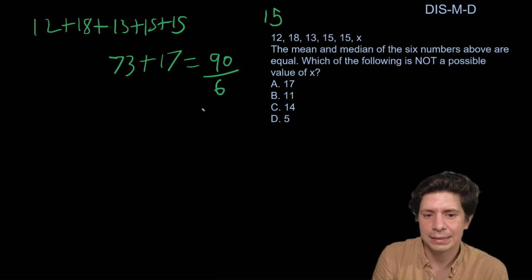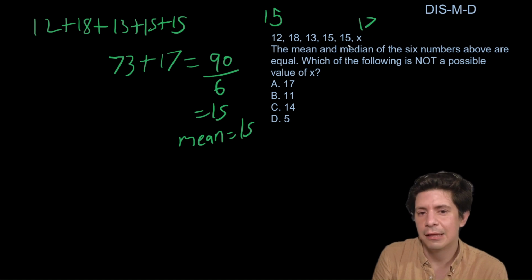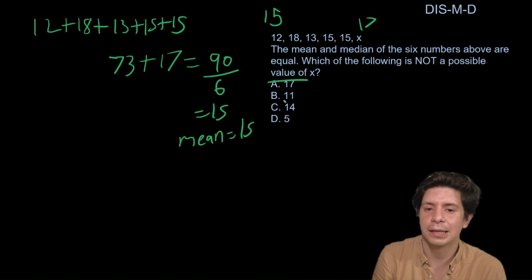90 divided by 6 equals 15. So we'd have a mean of 15. And in that world, 15 is the mean, right? Because we'd have 17 here. We'd have 12, 13, 15, and then another 15. So the mean would be the same as the median. It's not that. Then we can try 11.